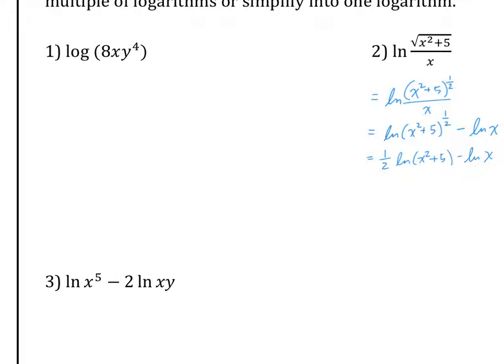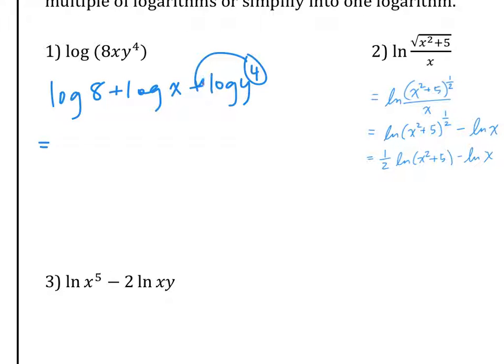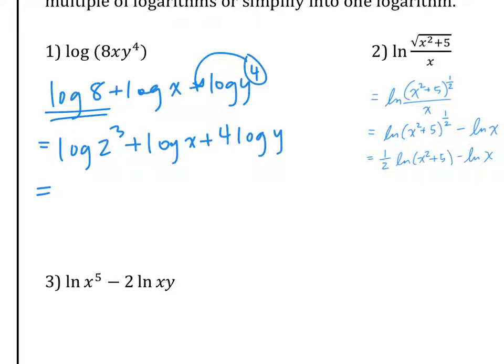Number 1. So we can expand this by adding all the logs together. And this 4, as the exponent, can come to the front. This log 8 can be expanded. So 8 is what to what power? 2 to the 3rd. So then that actually means we can expand that more. So that equals 3 log 2 plus log x plus 4 log y.